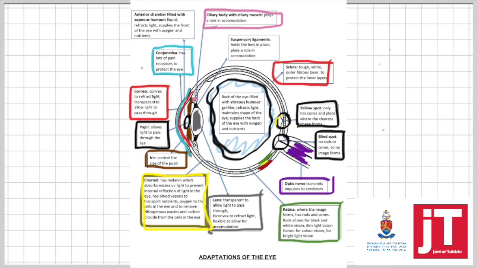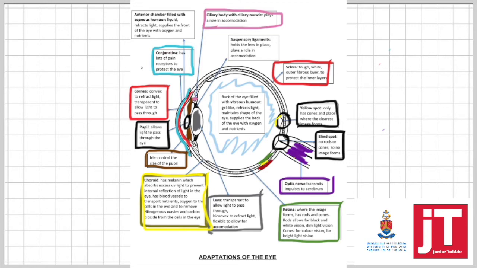Now, this is the back of the eye. The back of the eye is filled with vitreous humor, and the vitreous humor is like a jelly-like structure or jelly-like fluid, and it's a gel. So it refracts light, it will maintain the shape of the eye and supply these parts of the eye with oxygen and nutrients. All right, so that is the back of the eye.